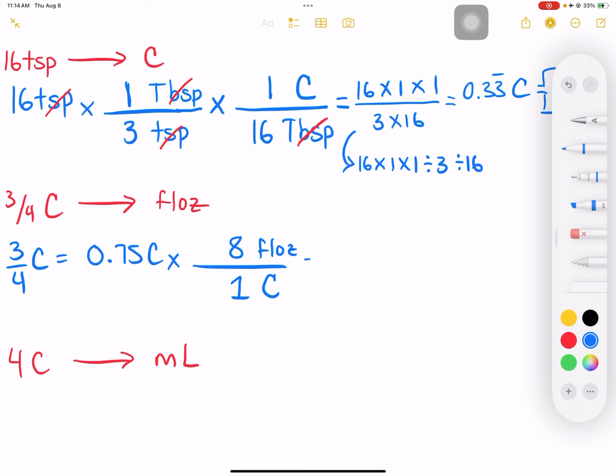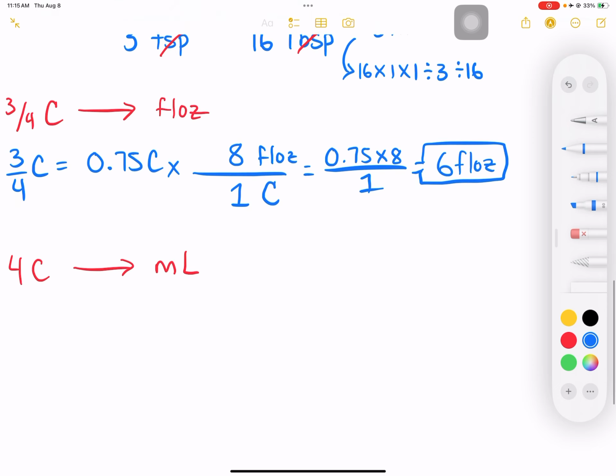And then I'm going to do my multiplication. Since the units cancel out cups, the remaining unit is fluid ounces, that's the unit that I want to convert to. Okay, so 0.75 times 8 divided by 1. That's going to give me my result in fluid ounces. 0.75 times 8, that's 6. And then divided by 1, that's just 6 fluid ounces. That's 3/4 of a cup in fluid ounces.